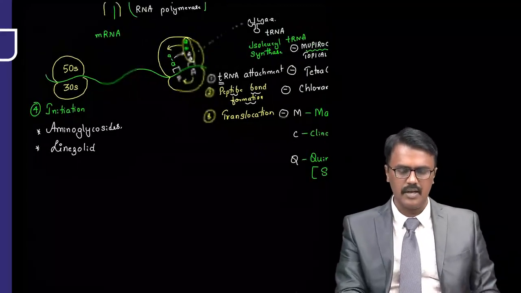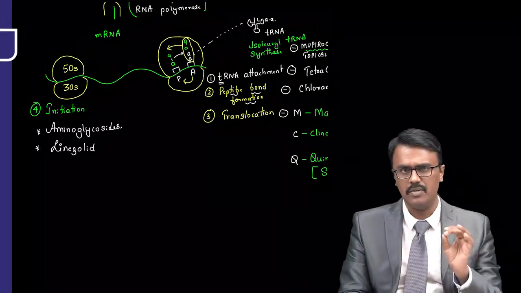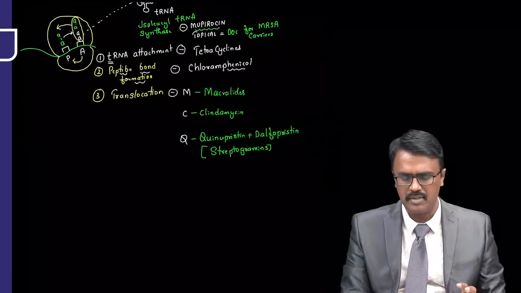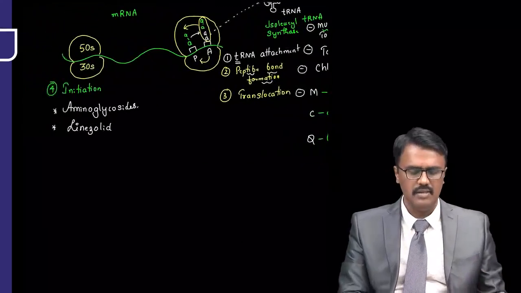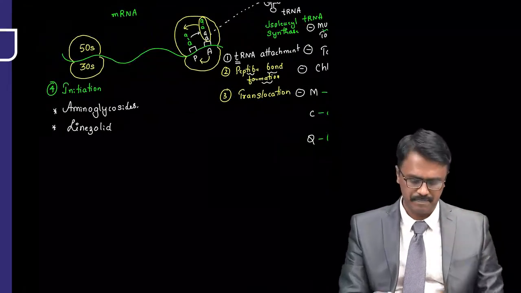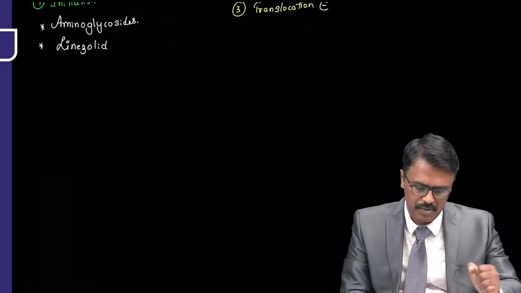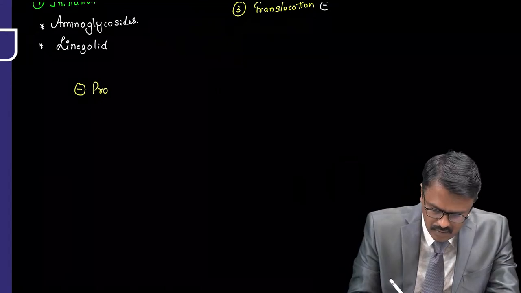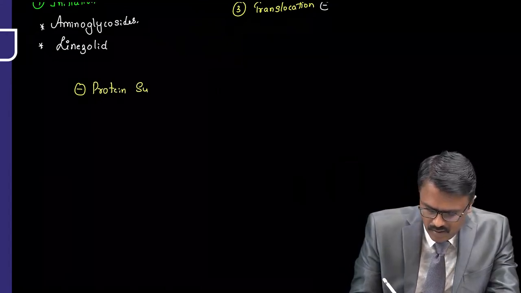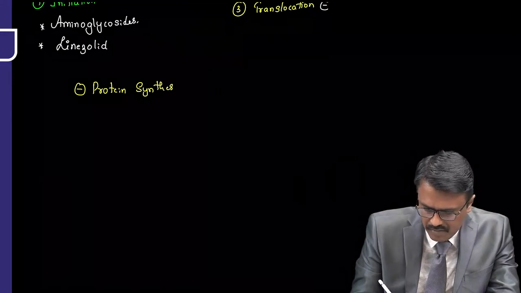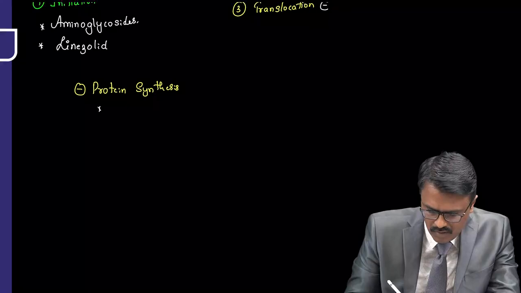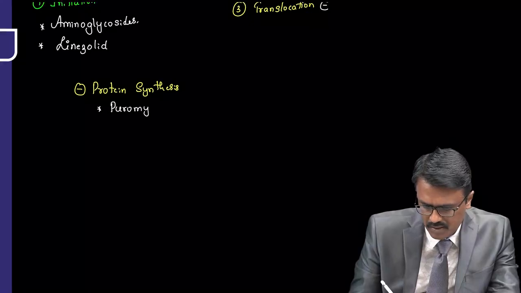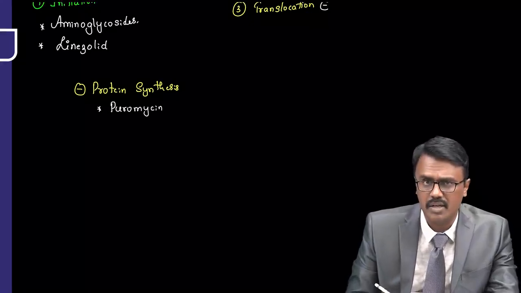I'll repeat again. Tetracyclines inhibit tRNA attachment, chloramphenicol peptide bond, MCQ drugs, peptide bond formation, macrolide, clindamycin, the streptogramins, initiation, aminoglycoside and linezolid. Now there are certain few drugs which are also inhibiting protein synthesis. Apart from this, just an additional point for you. So one of the drug is puromycin. So puromycin causes premature chain termination.